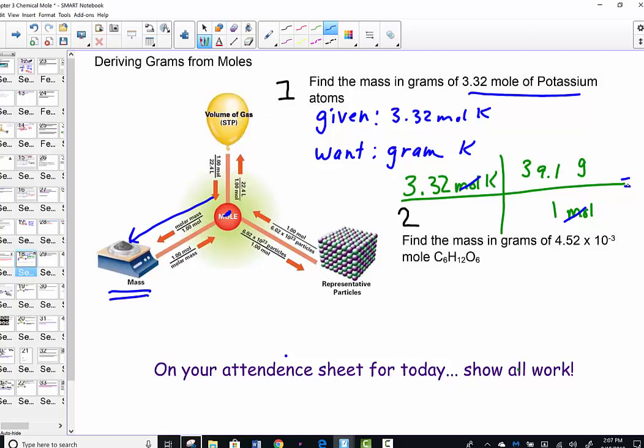What's 3.32 times 39.1? Carrying that 1 decimal, and we'll get 129.8 grams of potassium. We use the molar mass to exchange from the unit mole out to the gram unit. We traveled from the center out to the scale.